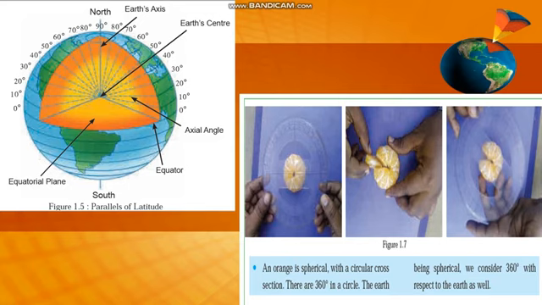Also in the last lecture I gave you an activity with an orange. I hope you all have done this activity. Through this activity we will understand longitudes.